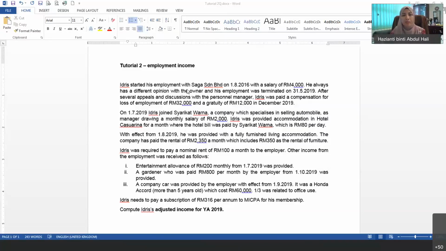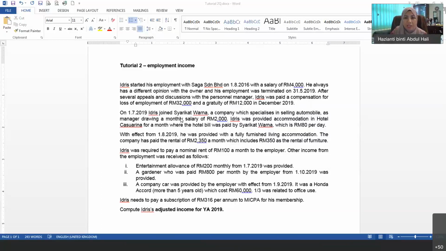Idris started his employment with Saga Sdn Bhd on 1st August 2016 with a salary of 4,000. He always has a different opinion with the owner, and his employment was terminated on 31st May 2019. After several appeals and discussion with the personnel manager, Idris was paid a compensation for loss of employment. So you see, this is under 31A, and he has a compensation for loss of employment and a gratuity. So this would be under section 31E in December 2019.